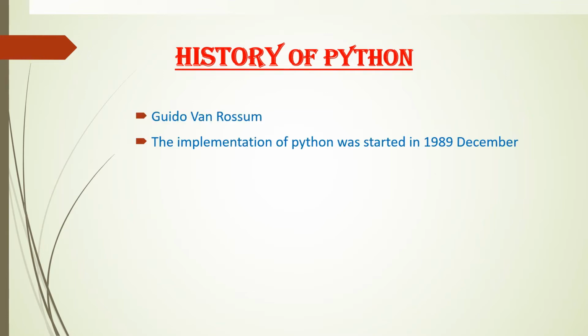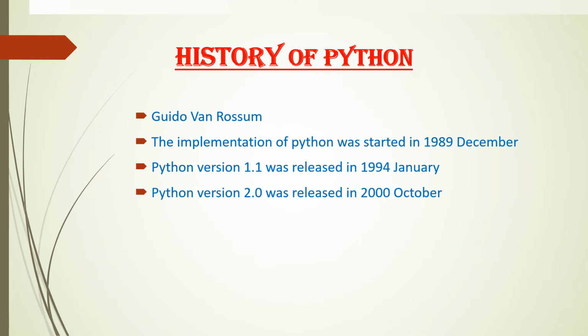History of Python. This Python was developed by Guido van Rossum. The implementation of the Python was started in December 1989. Python version 1.1 was released in January 1994. Python version 2.0 was released in October 2000. Python version 3.0 was released in December 2008.